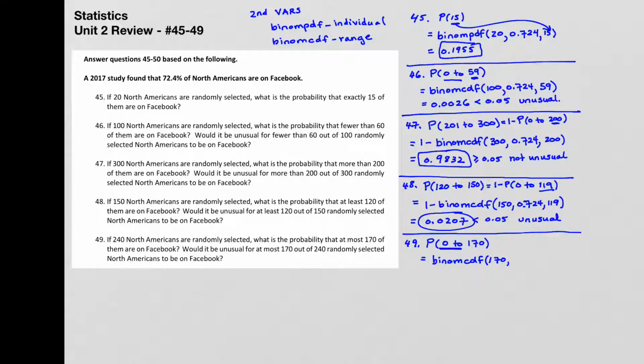And number of trials, oops, it's not 170. What is it? 240. Okay, so number of trials is 240, probability of success is 0.724, and our maximum number of successes is 170. And that comes out to 0.3160, which is greater than or equal to 0.05. So we would say this would not be unusual. And that's how you do those problems.